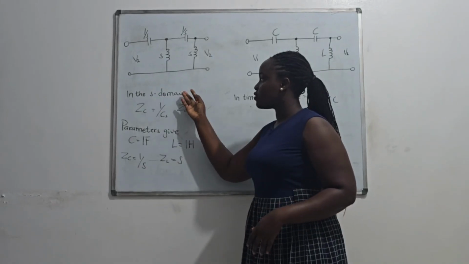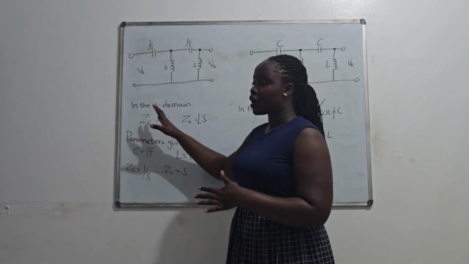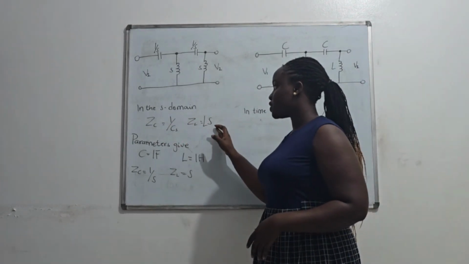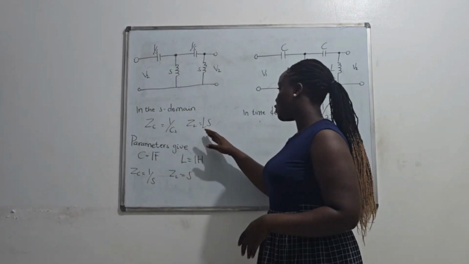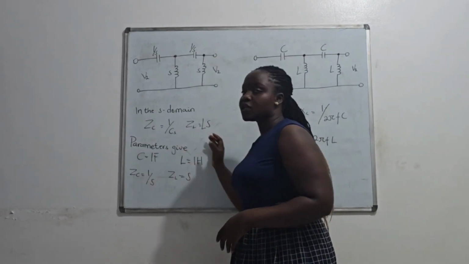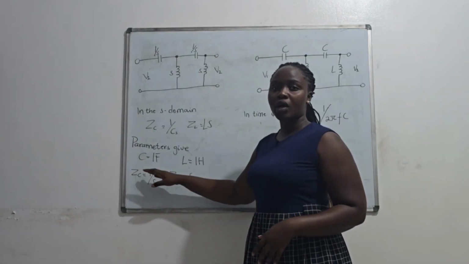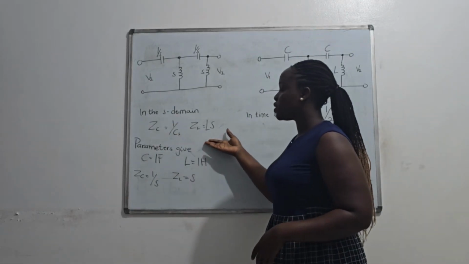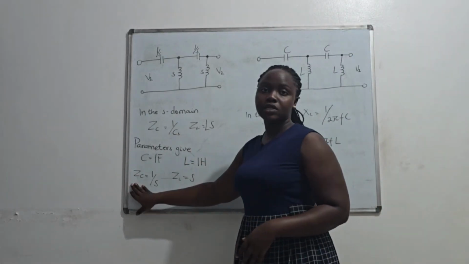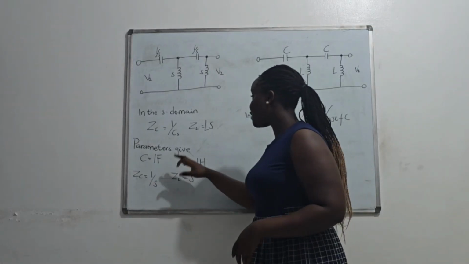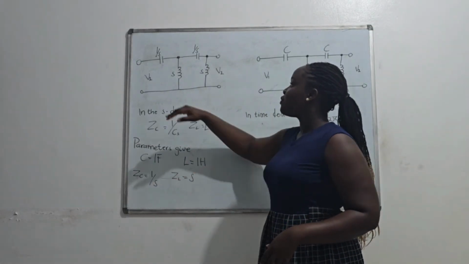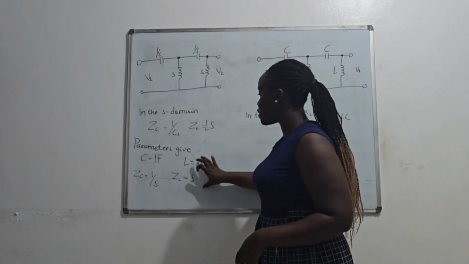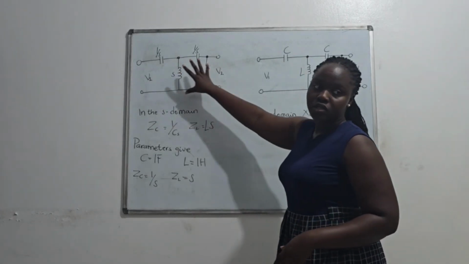When we come to the S domain, we know that the impedance of the capacitor is given as 1 over C times S, and the impedance of the inductor is given as L times S, where C represents capacitance and L represents inductance. From the question, the capacitance was given as 1 farad and the inductance as 1 Henry. Inputting this, we have the impedance of the capacitance as 1 over S and the impedance of the inductance as S. Changing the parameters in our circuit to these values, this is the circuit we'll be dealing with.